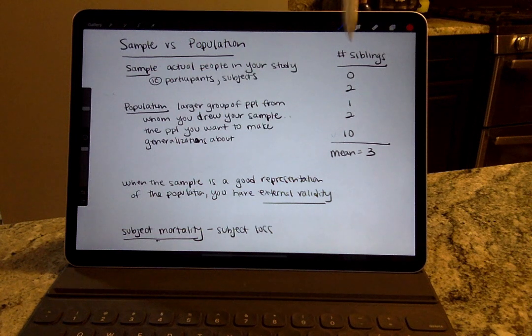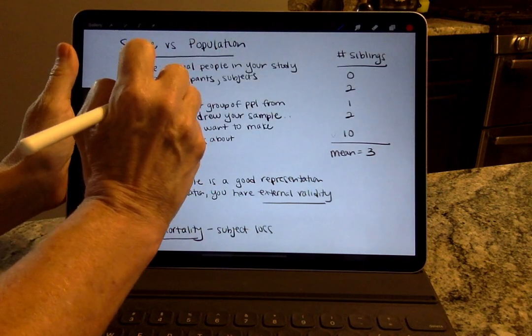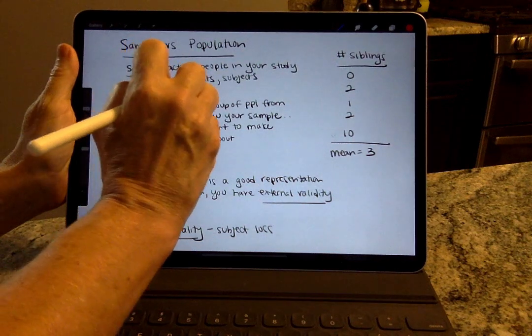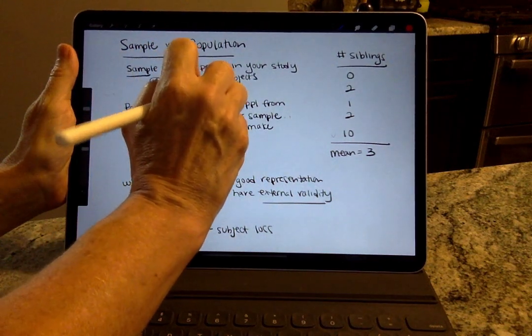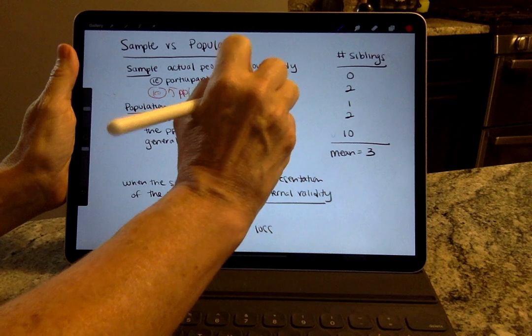So looking at this data set over here, let's assume that we asked people in our class to report the number of siblings they had. So let's say they reported 0, 2, 1, 2, and 10 for a mean of 3. In this particular study, the sample is 5 people in our class.